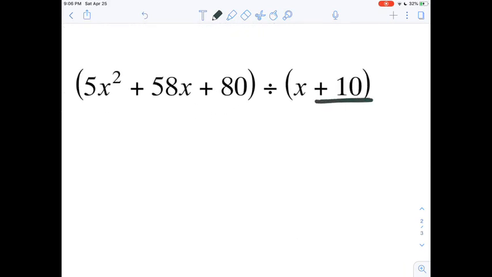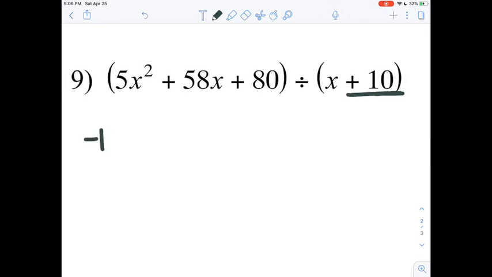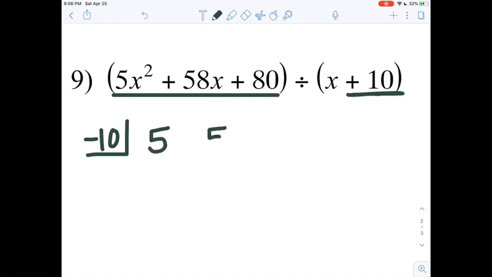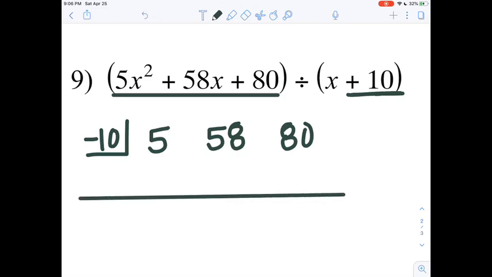I'm going to look at this number right here, and I'm going to put the opposite of it in this little box in the top left corner. Then, make sure this is in order from highest degree to smallest, so highest exponent to smallest, and you're just going to write the coefficients. So that means you're just going to write the numbers in front of the variable. So I'm going to write 5, 58, and 80. Okay, then I'm going to draw a line, and this one's going to be addition. Okay, this one isn't subtraction like long division.